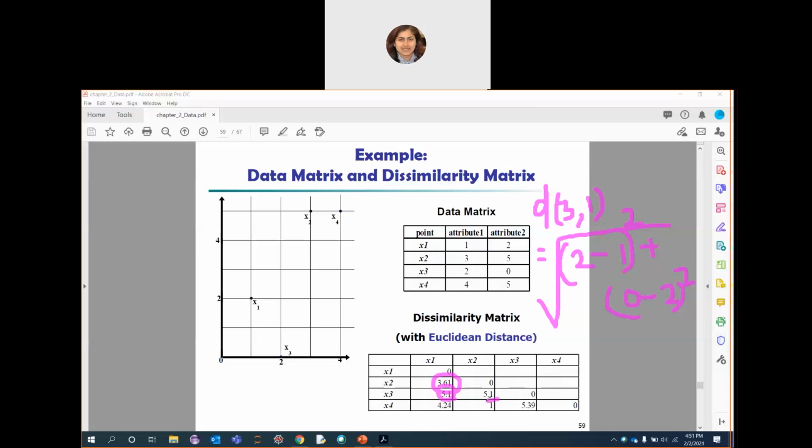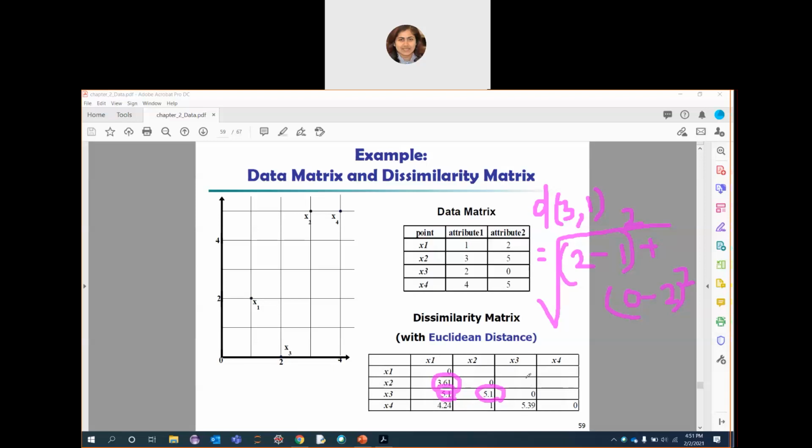Like that, if you want to find out x3, x2, then what will you do? You will consider x3, x2. So 2 minus 3 square plus 0 minus 5 square, square root of that. That will be your Euclidean distance between x3 and x2. Any question on it? Can you calculate x4, x1, x4, x2, x4, x3?